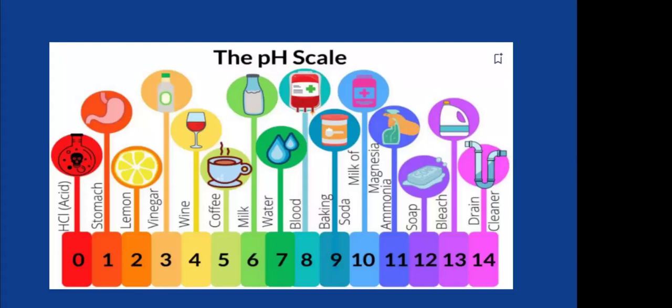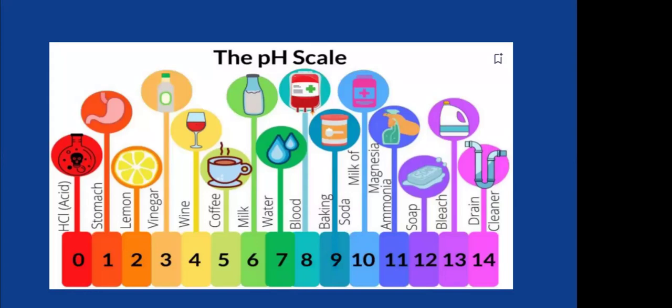So we can see that HCl, the acid we use in our laboratories, is the acidic part. The one in our stomach has pH 1, lemon 2, vinegar 3, wine 4, coffee 5, then milk at 6. So coffee is low in pH, acidic in nature. So drink it before checking your digestion.